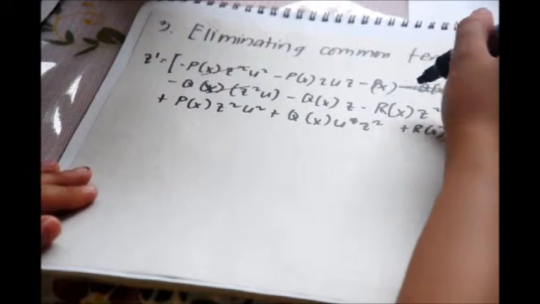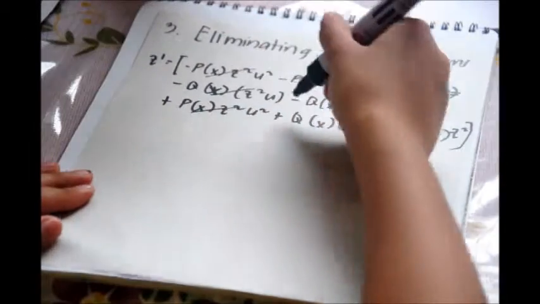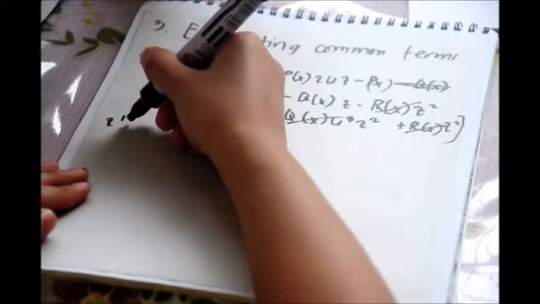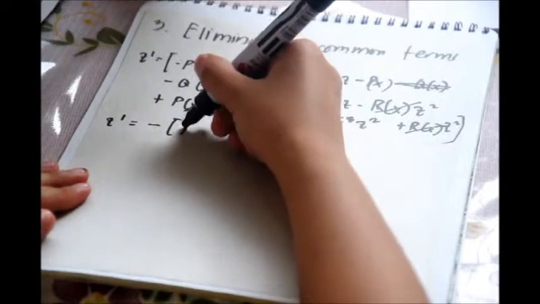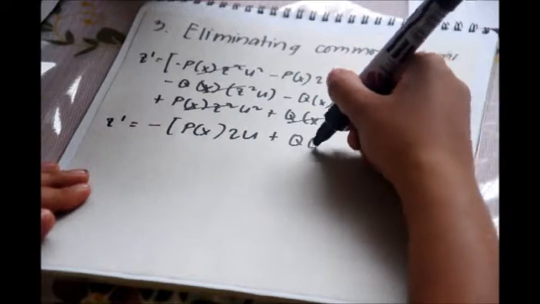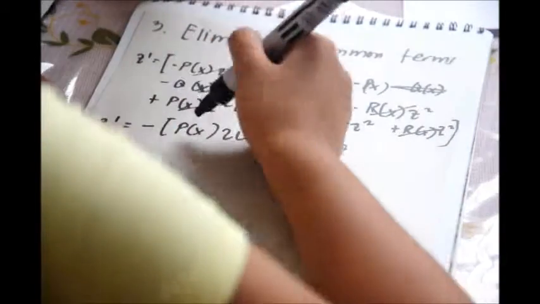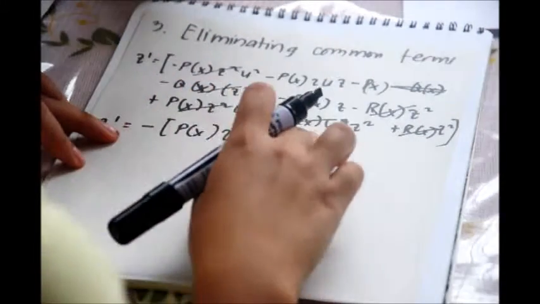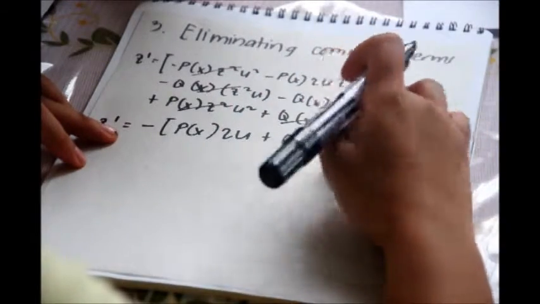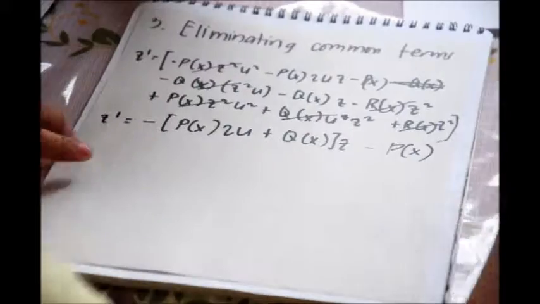And then this is R, this, this, and this. So what's left now is z prime is equal to negative e to the x 2u plus qx. So now it becomes z prime is equal to negative px 2u plus qx, all times z minus p to the x.